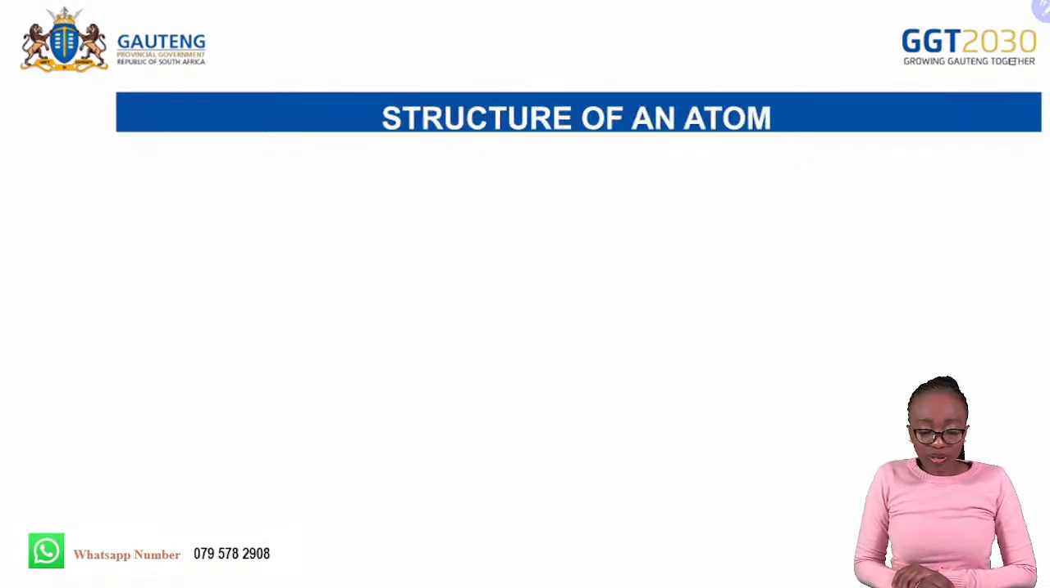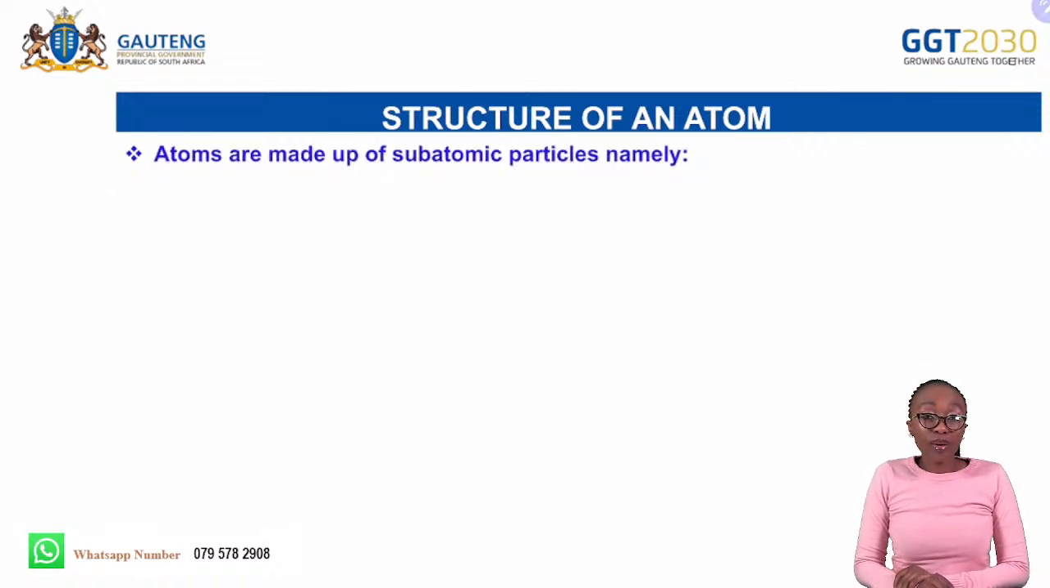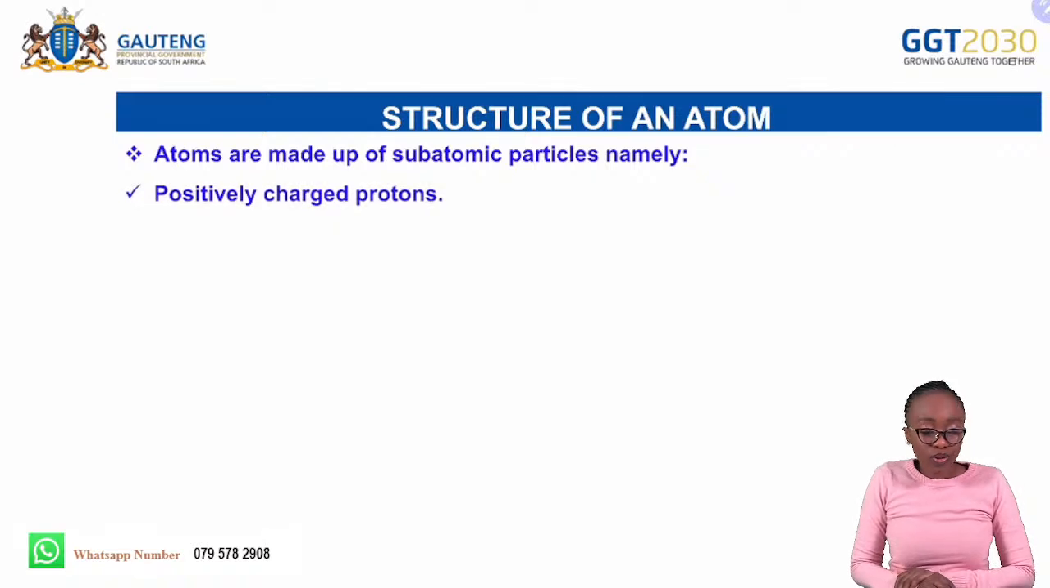Now, let's talk about the structure of an atom. Do you remember from the previous term? So atoms are made up of subatomic particles. Before I pull up the name, do you remember the names of the subatomic particles? I'm sure you do. The first ones are protons. These are the positively charged protons. These are found in the nucleus of an atom.